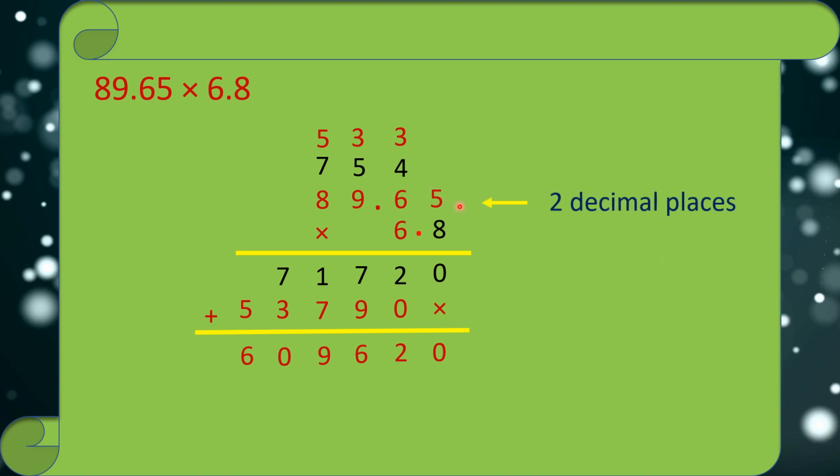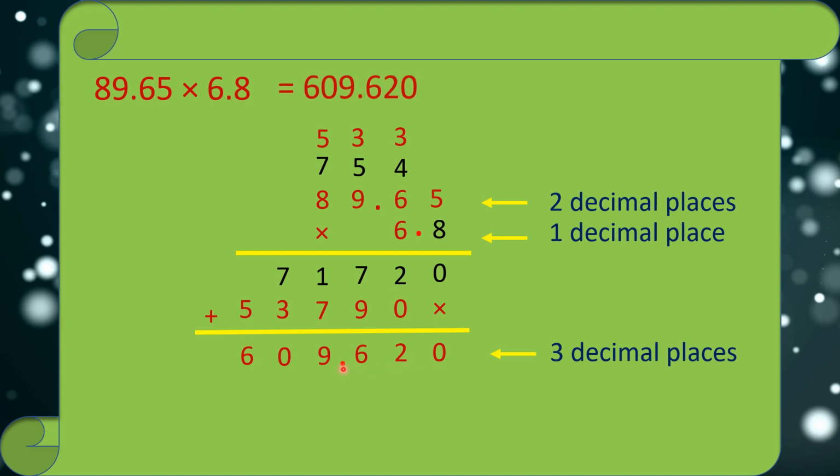In the first decimal number, 2 decimal places, and in this 6.8, 1 decimal place. So total 2 plus 1 equals 3. So in the product there should be 3 decimal places. So we will count from this digit 1, 2, 3 and we will put the decimal point here. It means our answer is 609.620.